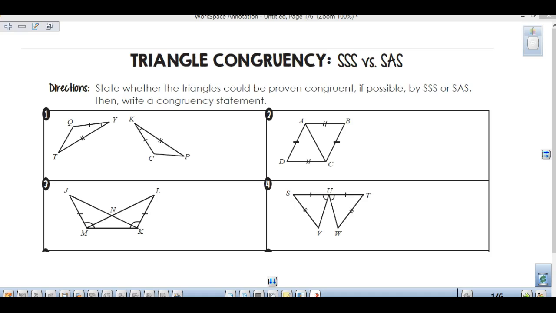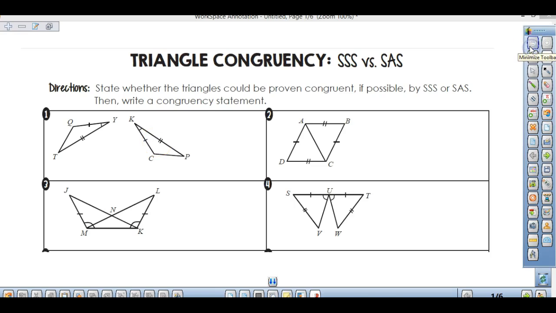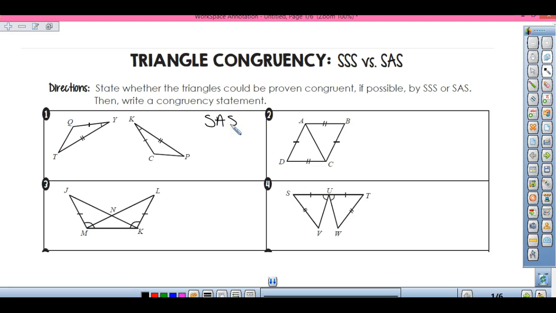Okay, so in number 1, what do I have? I have side, angle, side. Yep, because it goes side, angle, side here, and side, angle, side here. So we can go side, angle, side, and then they want a congruent statement. Triangle YQT is congruent to what? What goes with Y? K. What goes with Q? C, P. Yep, so some of them you just have to look at a little bit more carefully.